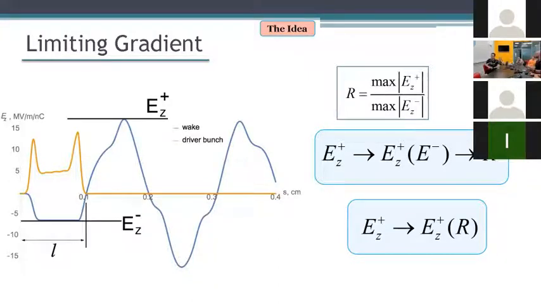So how can you actually estimate, how can you connect these? Intuitively, you may say that I probably can't make R very large and keep EZ plus large at the same time. That's at least what my intuition was telling me when I was looking into this problem. And that's the formal definition: R, the transformer ratio, is basically the maximum EZ plus, which is the field behind the beam, to the maximum EZ minus. How can we approach this? I'll skip all the tricks. I said that I will just express one through another.